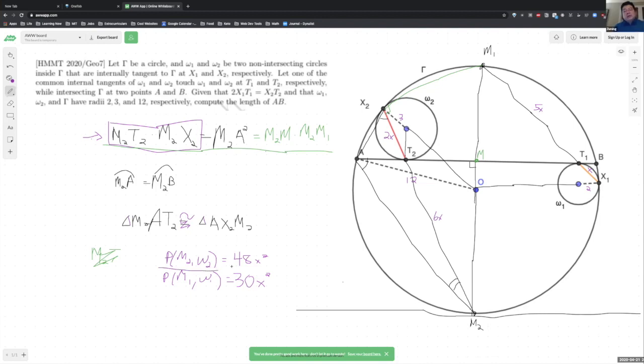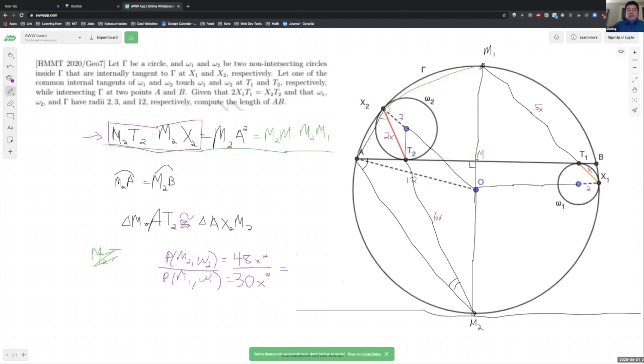No, I think you are done. I think you just look at the triangle M1, M2, and B. You have two sides already, M1, M2, 48x squared and 30x squared. They should be 24x squared. What is 24x squared? Oh, M1, M2 is the diameter, right? You are done by that.